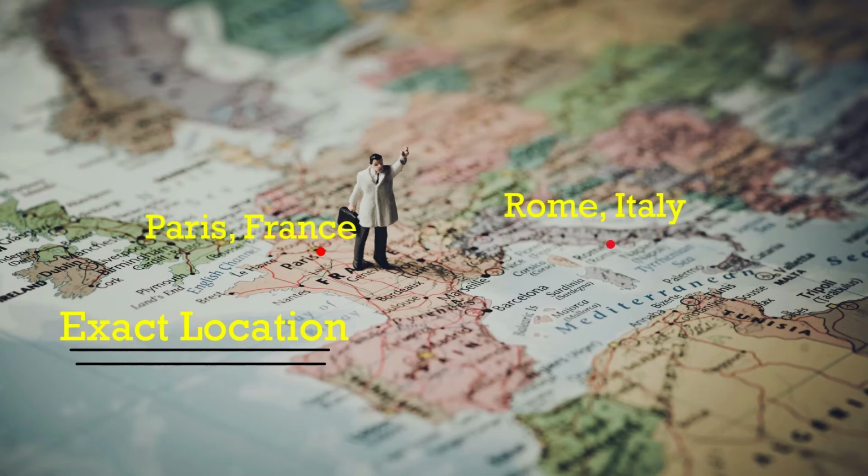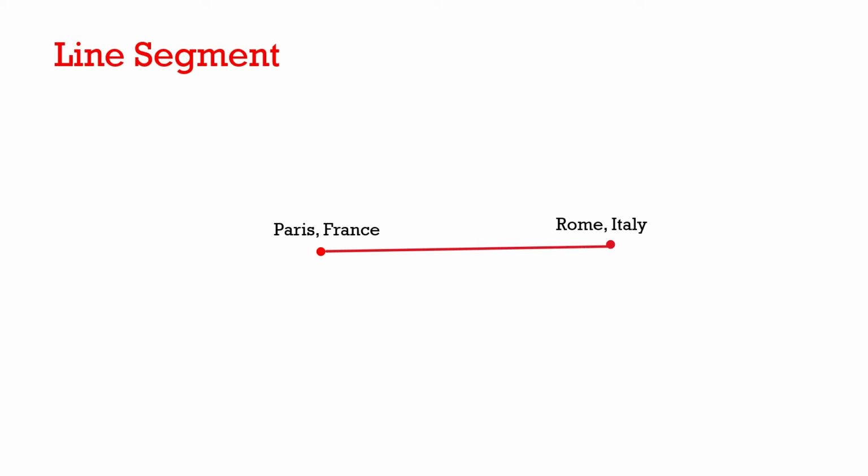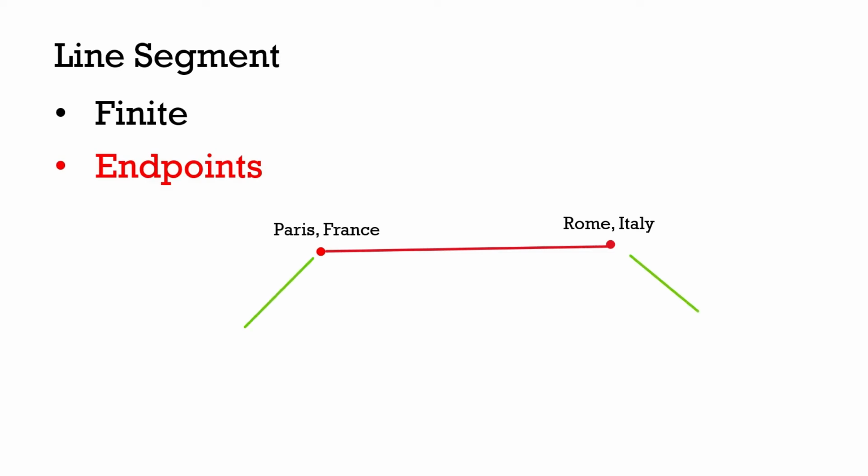The 2 points can be connected to represent your path. Your path is called a line segment in geometry. A line segment is finite because it does not extend forever in either direction. A line segment has 2 endpoints that indicate a specified and fixed length.